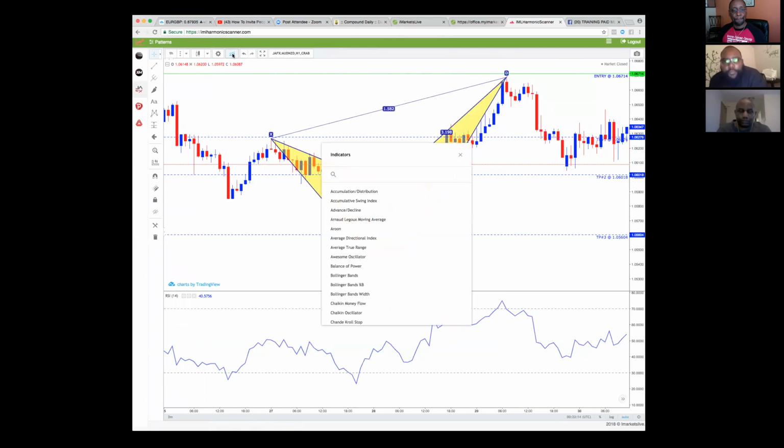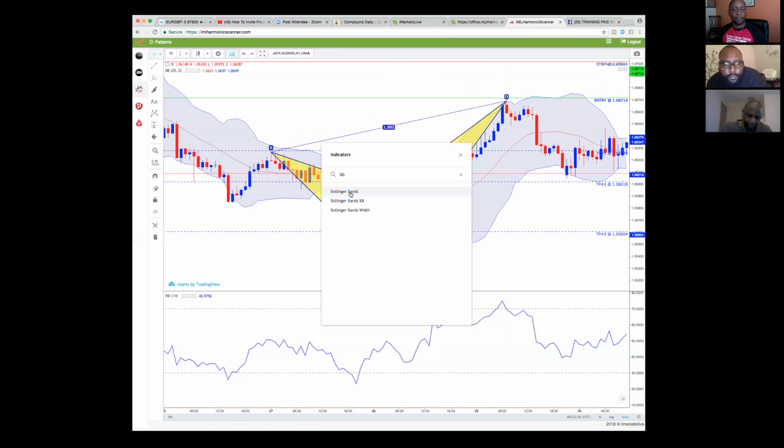The number one indicator is going to be the Bollinger Bands. You need to make sure you have the Bollinger Bands put in this. We're not going to change any of the settings for the Bollinger Bands. It's already preset to 20 and 2. We're not going to change that at all. We just bring the Bollinger Bands up.